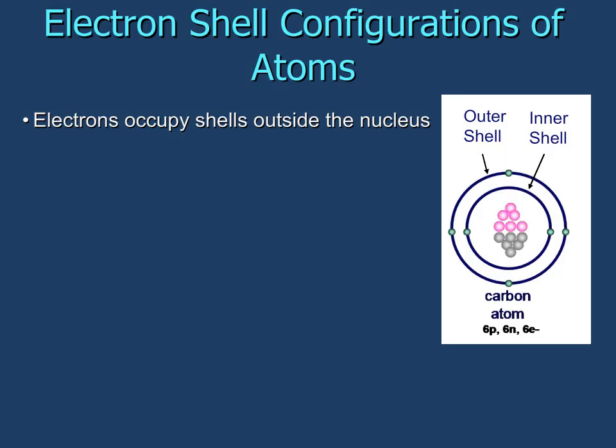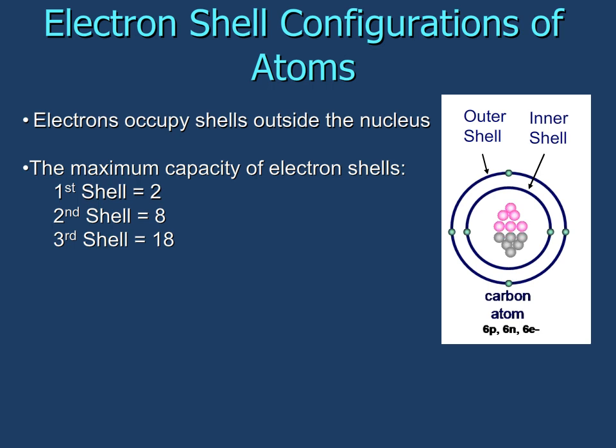Okay, so we talked about the nucleus of an atom. We said that it contains protons and also neutrons. Now let's talk about what's outside the nucleus, that is the electron shells. Electrons occupy shells outside the nucleus called electron shells. Each shell can only hold a certain number of electrons. For example, the first shell just outside the nucleus can only hold 2 electrons. The second shell can hold 8 electrons, and this third shell can hold 18 electrons.